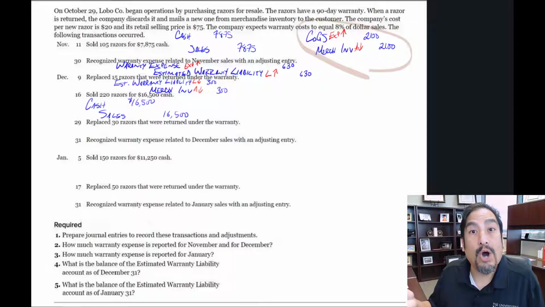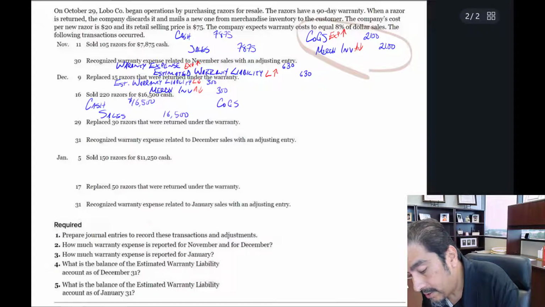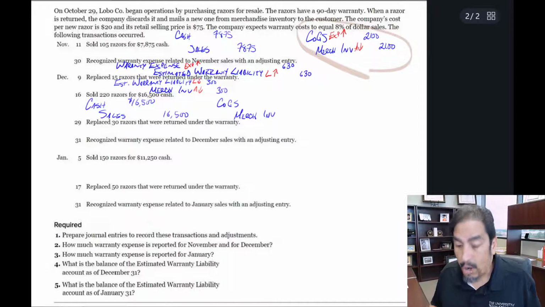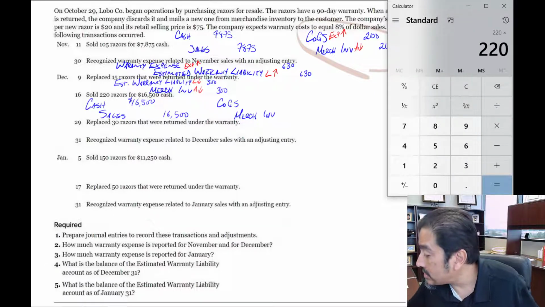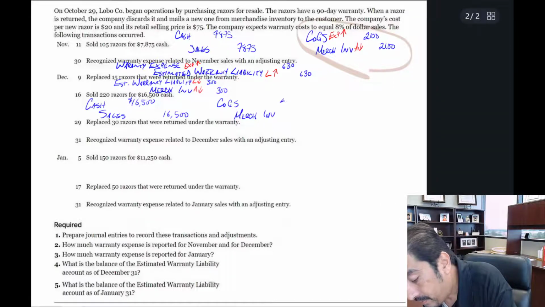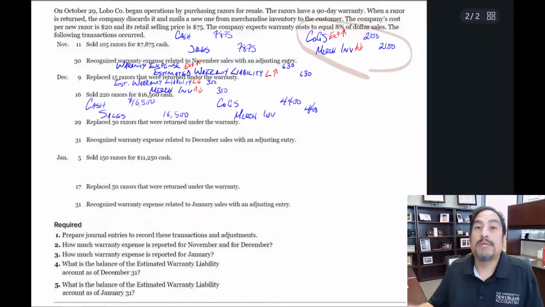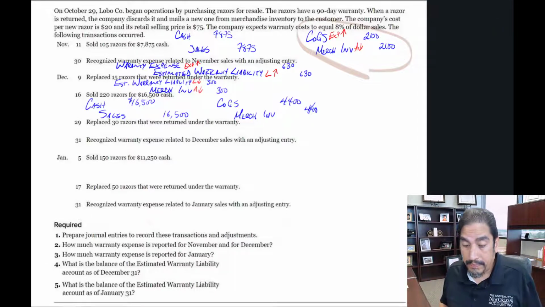Now we need to record the cost. And that is going to be a debit to cost of goods sold and a credit to merchandise inventory for the cost amount. So the same 220 razors, but they cost us $20 each. So $4,400. $4,400 is what we're pulling out of merchandise inventory and expensing to cost of goods sold.